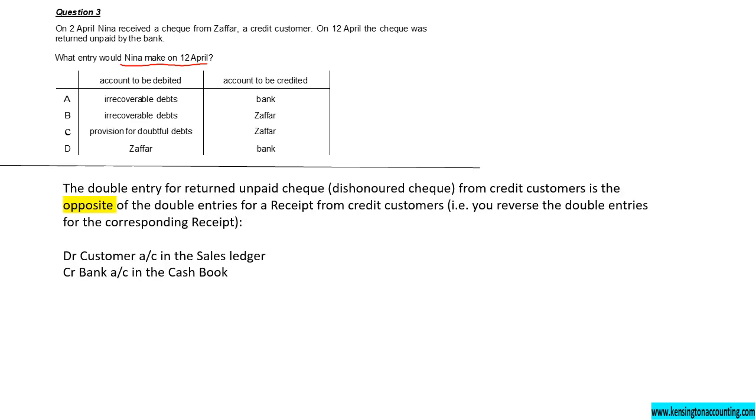Now, the double entry for a returned and paid check or dishonored check from credit customers is the opposite of the double entry for a receipt. When you receive money from a customer, you would debit your bank and credit the customer's account. And for a returned or dishonored check, you will do the opposite, which is you will credit bank and debit the customer's account. Therefore, looking at the possible answers, the answer should be D, as it credits bank and debits the customer's account.